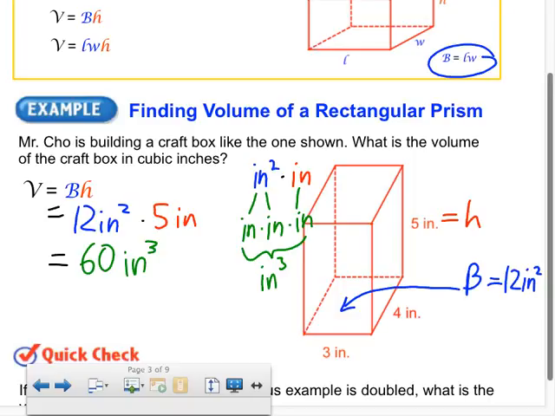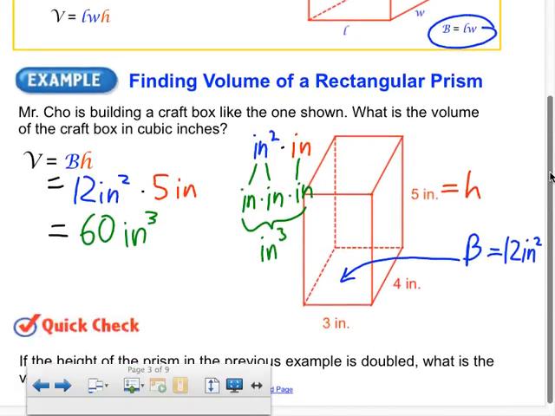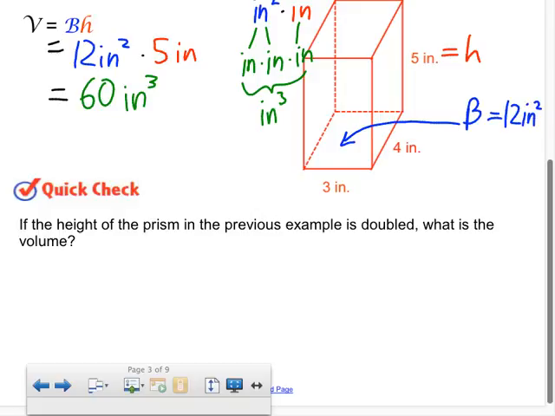All right. Pretty easy. Volume, right? You guys know the difference between volume and area. Volume is how much can it hold in it. Does that make sense? Now, I want you to think about this. If the height of that prism was double, what would the volume be? 60 times. So what would my new height be? What would my new height be if it was doubled? 10. So if my height was 10 inches instead of 5, what would my volume be? It would be 120 inches cubed.